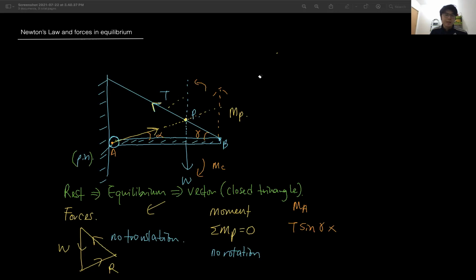So we don't know the distance. Let's just say we put it in ratio. Okay, let's do it like this. Distance from A to B is D, and from A to W is 2/3. Okay, 2/3. So T sine theta times into the distance D. Okay, that's A to B. Equal W times into 2/3 of D.